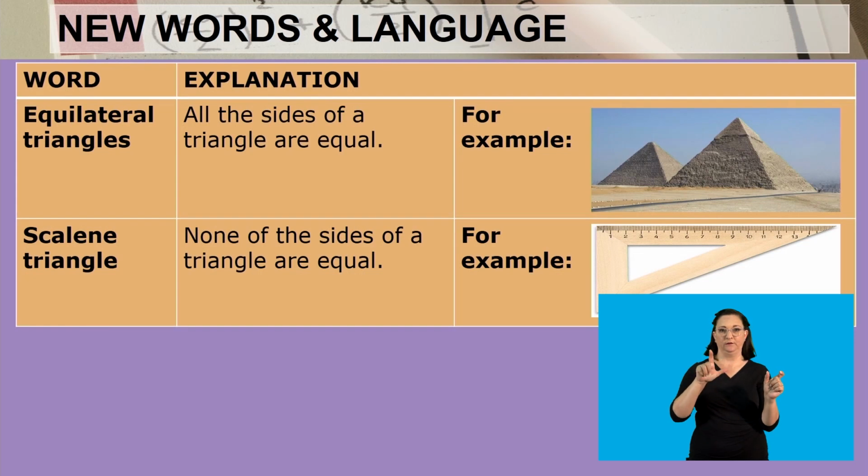Let's look at the next one. It's a scalene triangle. Scalene means none of the sides of the triangle are equal. The example of that one is a set square that we have in our mathematical set that has 3 angles: the right angle, a 30-degree angle, and a 60-degree angle. When you look at that ruler, you'll now realize that it is a perfect example of a scalene triangle.